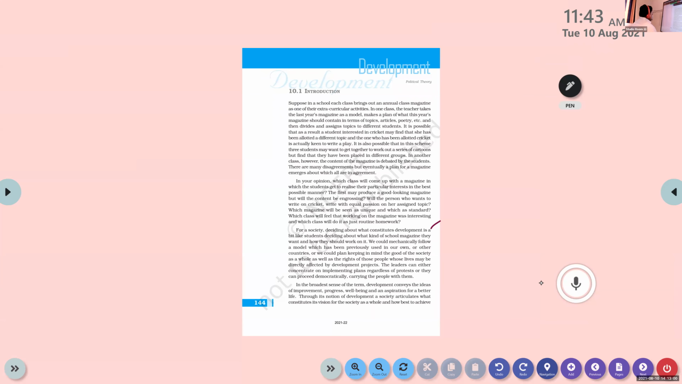The leaders can either concentrate on implementing plans regardless of protest, or they can proceed democratically, carrying the people with them. So there are two things. Sometimes when the government is moving forward to complete some task, some problems might arise. Example: NBA, Narmada Bachao Andolan. Heard about this?